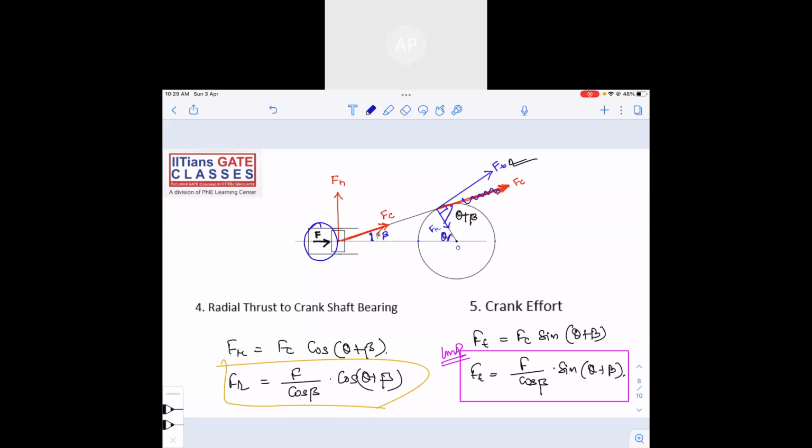So this is something very unfortunate, right? Power is available only for 25% of the time, and you have to use it throughout.